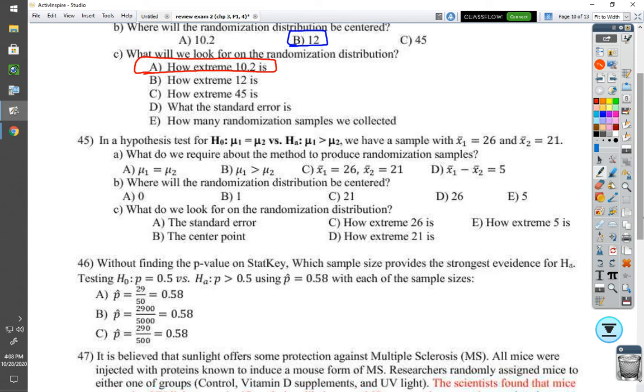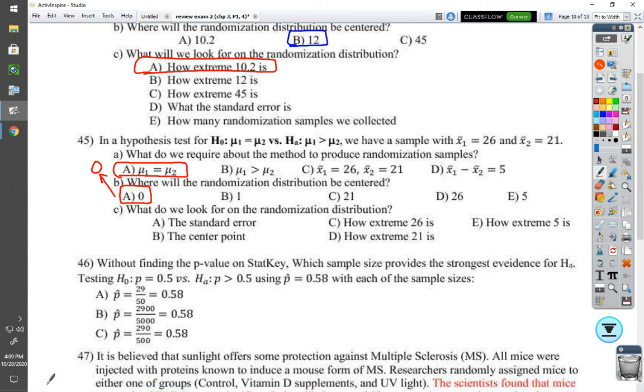So we are centered up at the difference between mu1 and mu2. The first thing we would talk about is, what do we require? We need to know what is the difference between mu1 and mu2. And we know that if we subtract these two things, we're going to get a 0. Where will the distribution be centered? It will be centered at that position of 0.